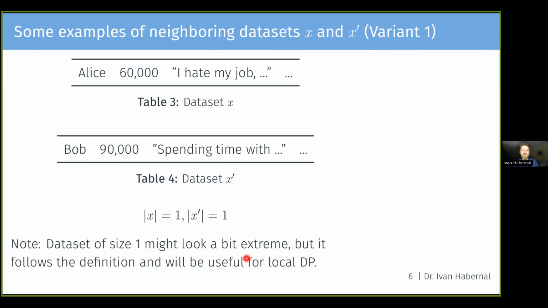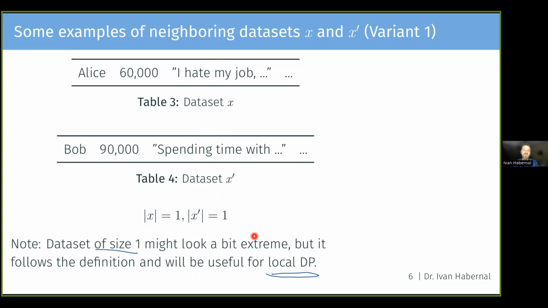But also, we can have two data sets where we just replace one person. And here, we're showing a data set of size 1. So we have just one row of a table, and we replace this entry in the table and end up with a different data set. Even though it looks a bit extreme, it does follow the definition, and it will be useful for the so-called local differential privacy. So the data set could be of size 1, and if we replace one entry in the data set, we end up with a neighboring data set. And this is a central concept in differential privacy for many reasons.